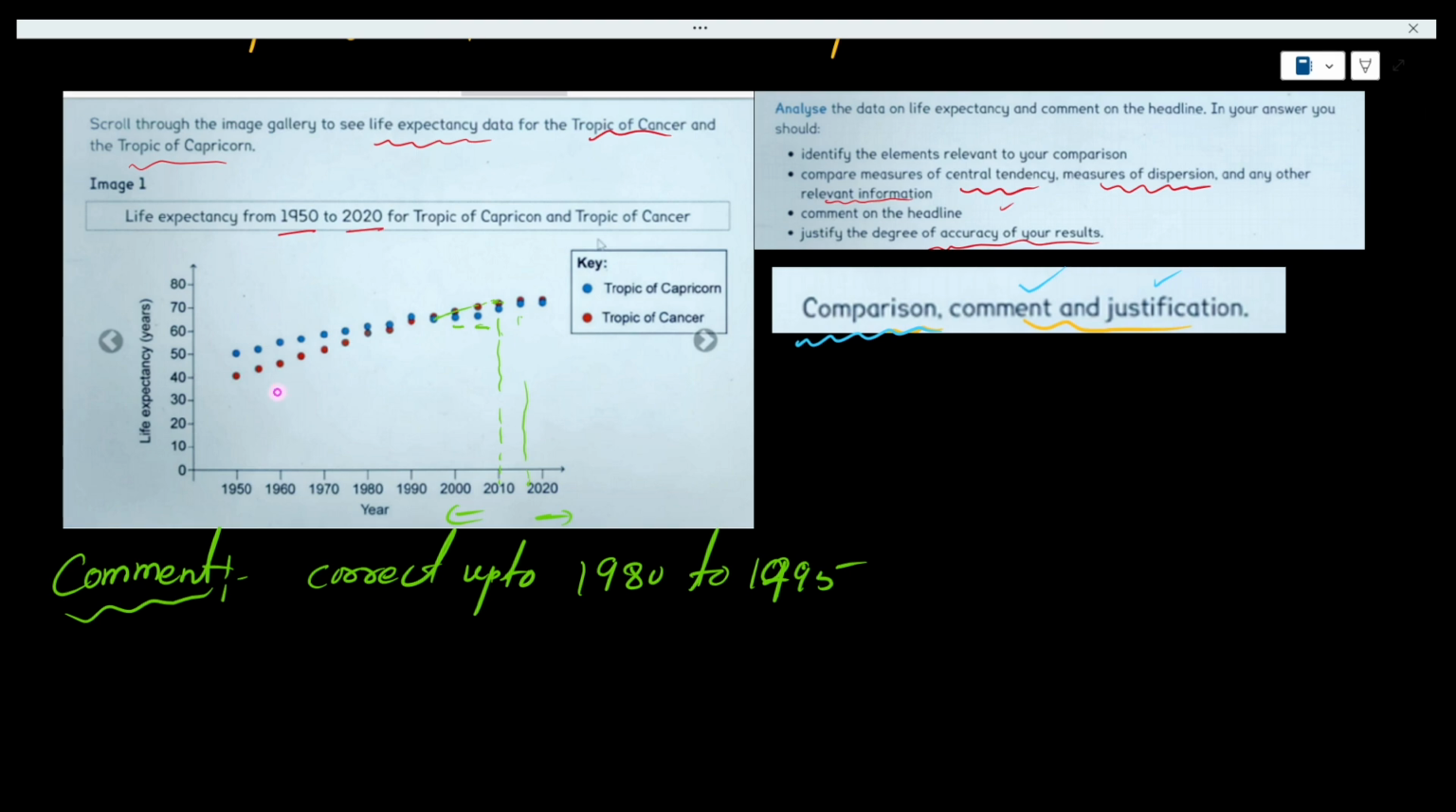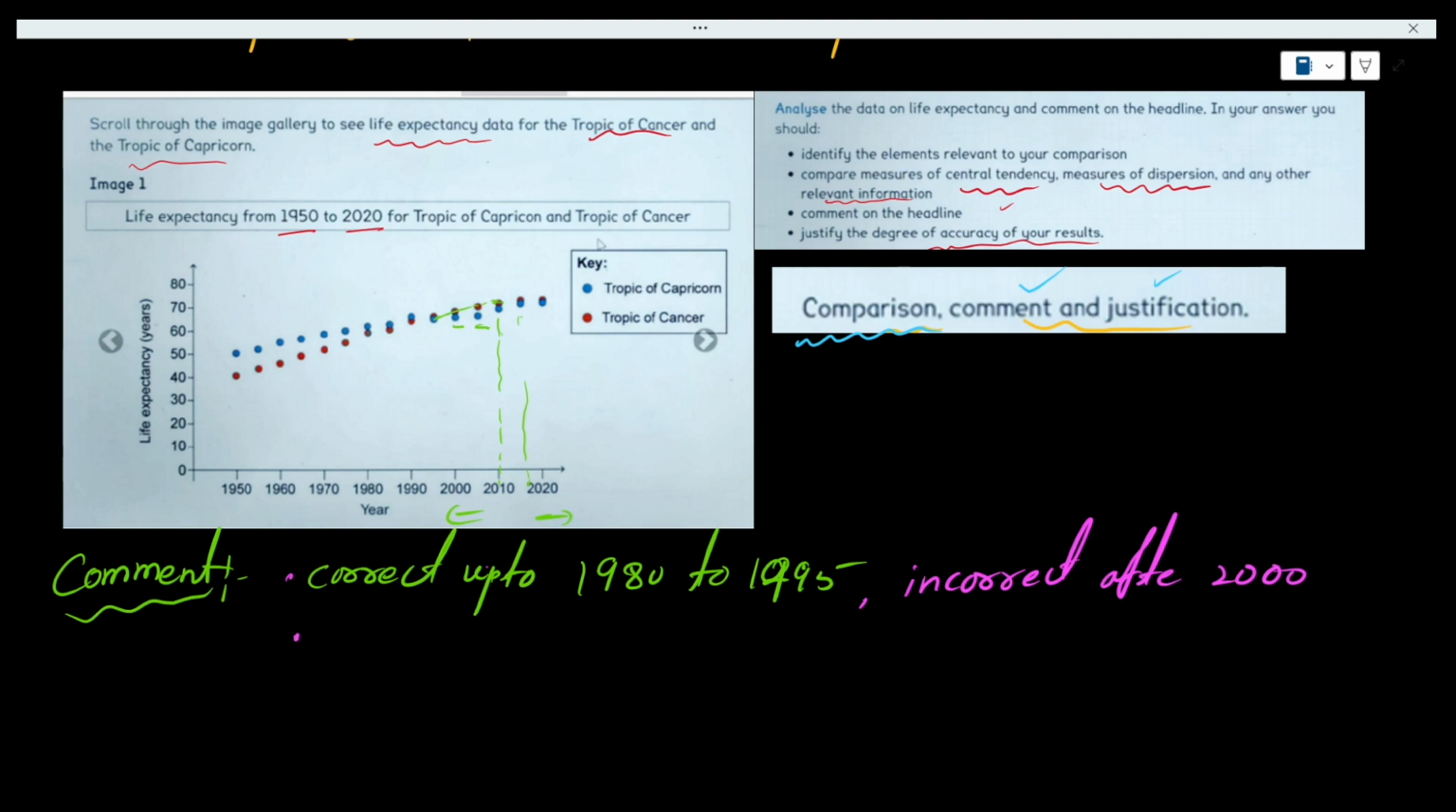If you see both graphs here, this graph is less steep, whereas this one is more steep, right? So what can we say? This data is correct till 1995, but after that it is gradually incorrect after 2000. So here you can write down: this data headline is incorrect after 2000. This is your first pointer.